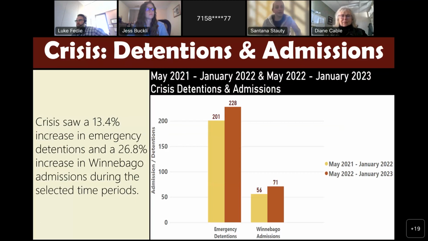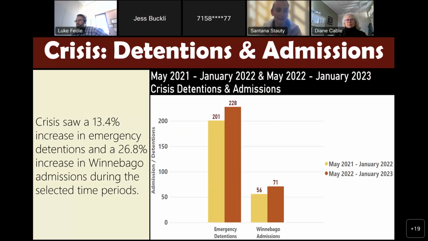All right, so yeah, just looking at some data that we had pulled. This data in particular was surrounding Midway, when we had the Midway crisis bed here in Eau Claire County. So it's taking a look at emergency detentions and Winnebago admissions. We pulled the last 6 months, May 2021 to January 2022, which was the 6 months before Midway closed, and then May 2022 to January 2023, which was right after Midway closed. We pulled that data to see if there are any interesting correlations with our crisis bed closing and the number of hospitalizations.